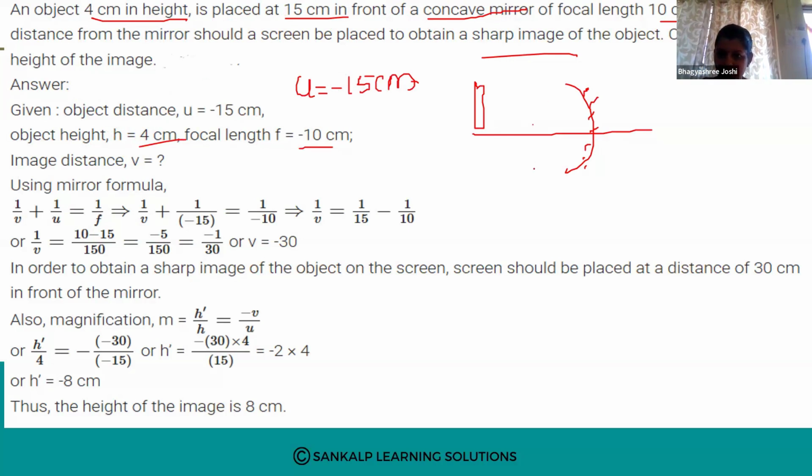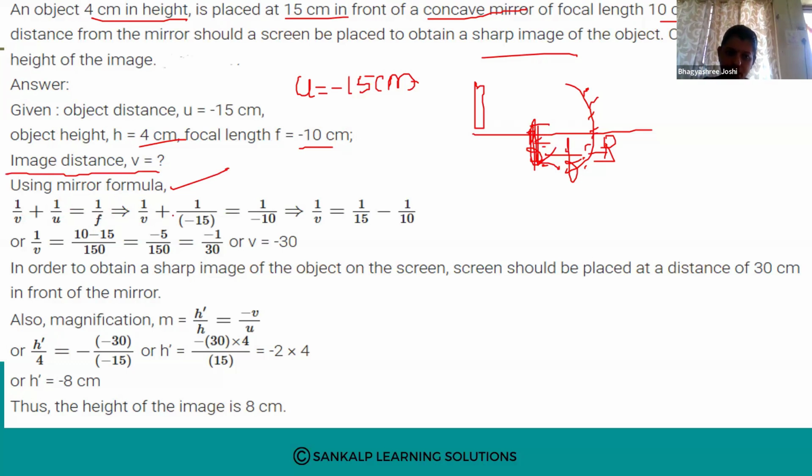Okay, why? Because focus is also on this side. So this is P and this is F. So this is capital F and this is focal length. So focal length means it is on the left hand side. Therefore it is negative, minus 10 centimeter. Then image distance is V is equal to question mark. By using mirror formula, 1 upon V plus 1 upon U is equal to 1 upon F.